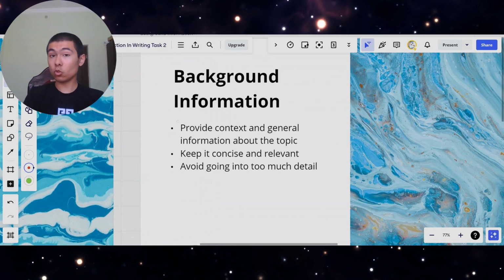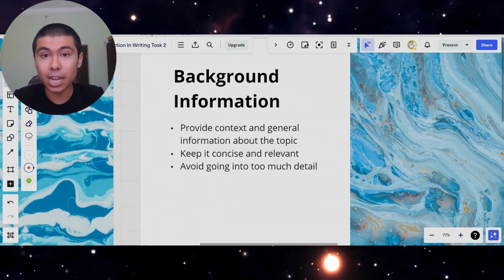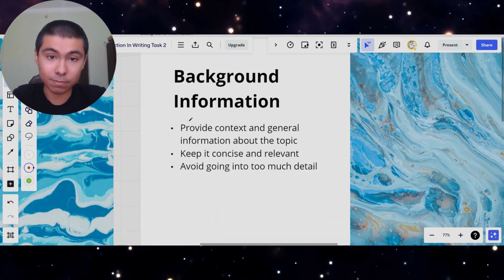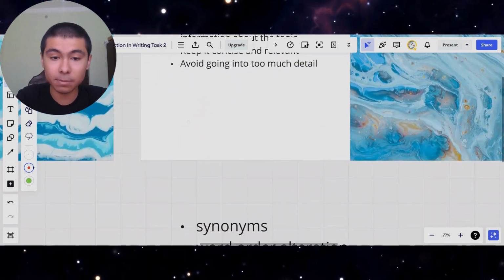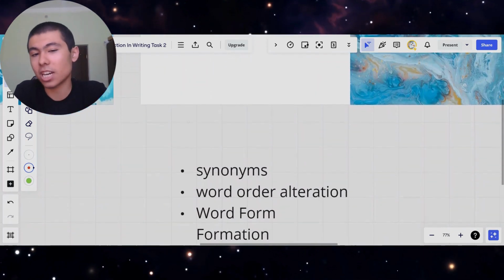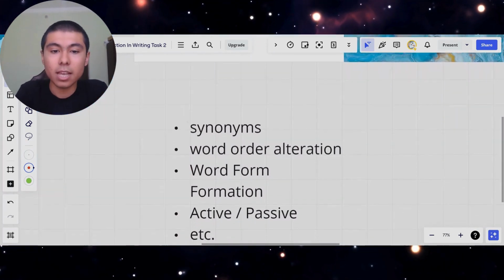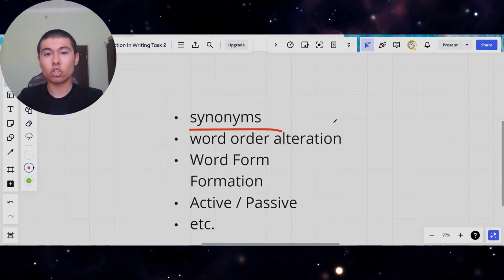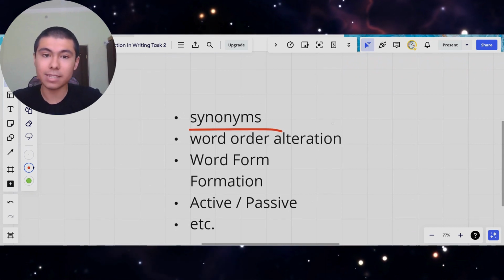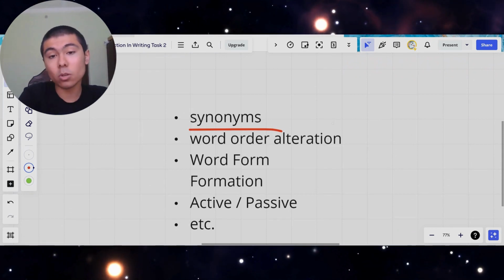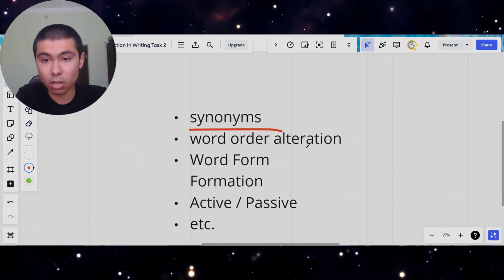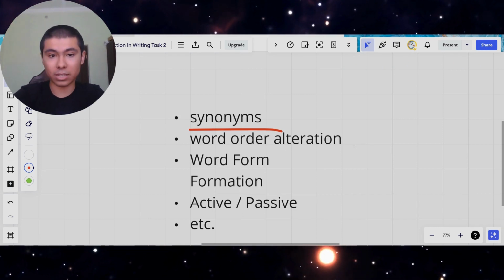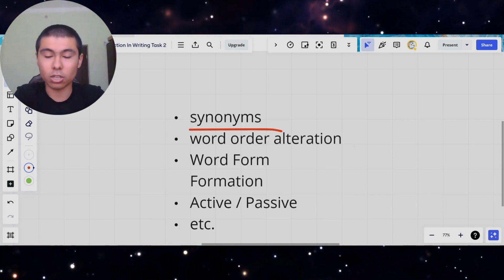Avoid going into too much detail there because it's just an introduction and you will have body paragraphs to explain those ideas. What you have to do is simply paraphrase it. And you might have a question: how can you paraphrase? There are different ways of paraphrasing. The first one is by synonyms. You can replace a word with its synonym. And there's also word order alteration. It means you can change the order of the words and change the structure of the sentence.